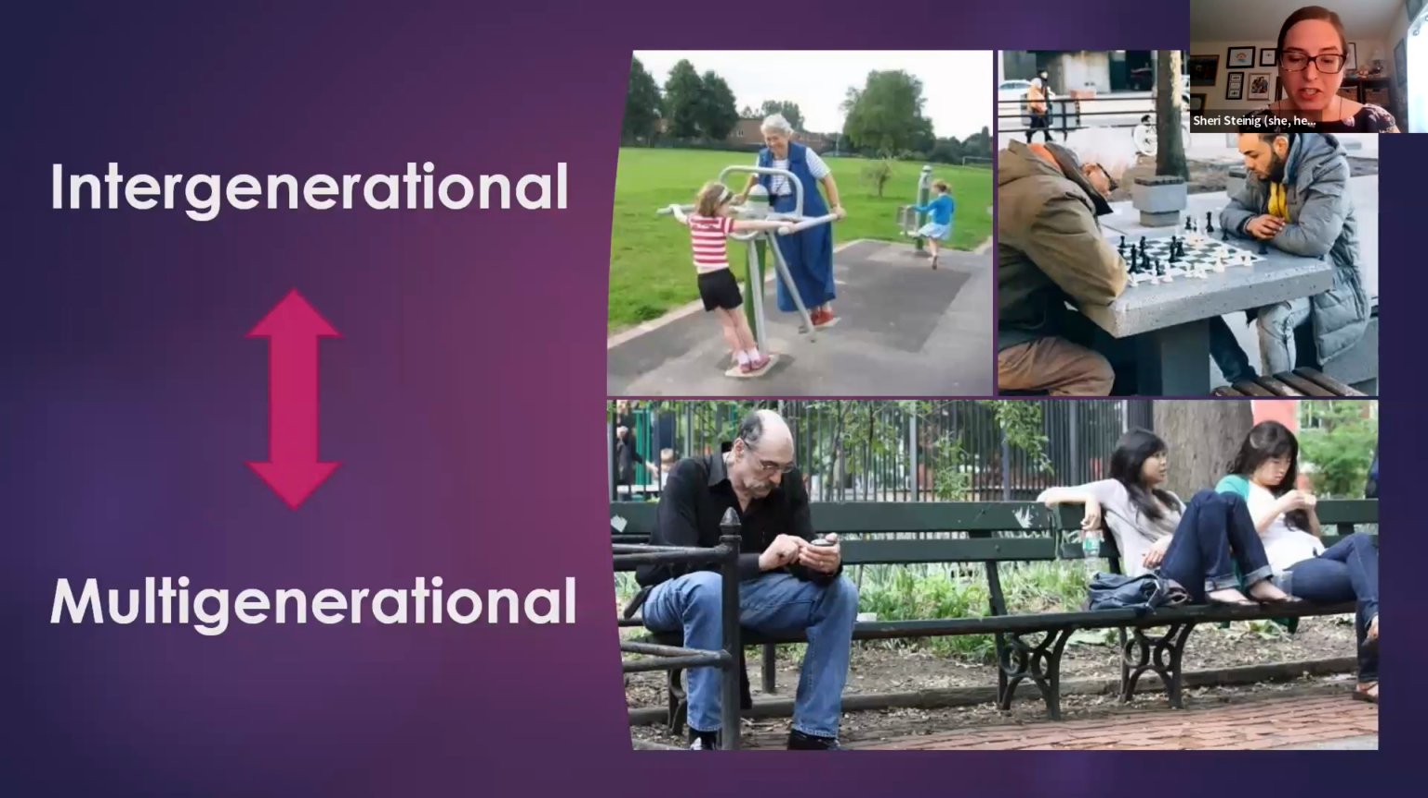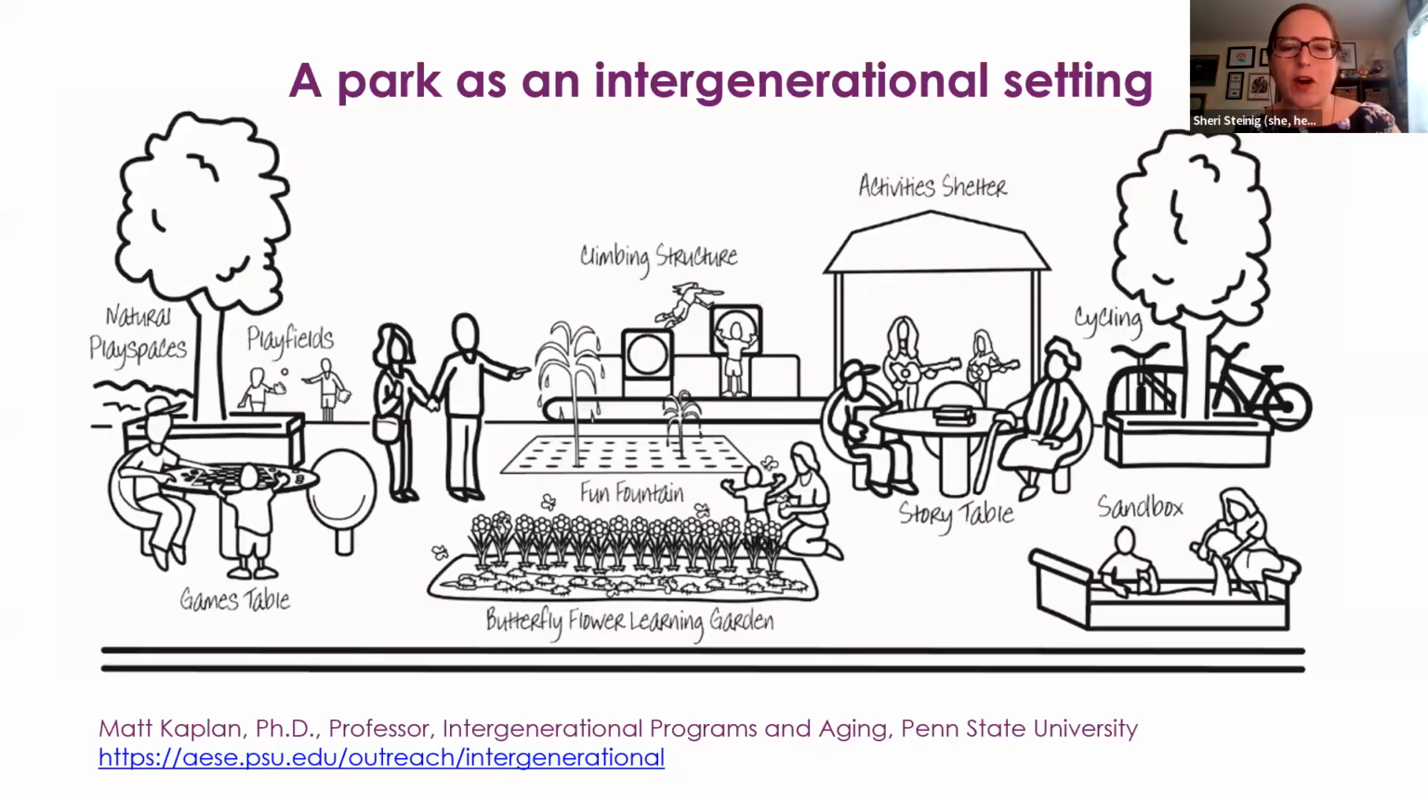While multi-generational more implies that multiple ages are on a site or involved in a program or activity, but they're not necessarily engaged with each other or intentionally brought together. The programs that make the most impact are those that are intentionally designed to build those connections and relationships between the generations. On the next slide, I wanted to share two images from Dr. Matt Kaplan at Penn State University that illustrates this distinction.